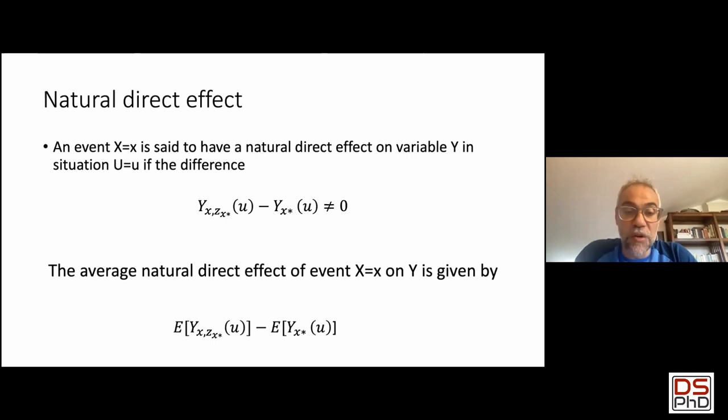But usually what we want to understand is the average natural direct effect of event X. And this can be done simply by taking the expected value of epsilon given that X was x, with the same distribution of Z of x star, and subtracting the expected value of epsilon under do(X = x star). So for the natural population.